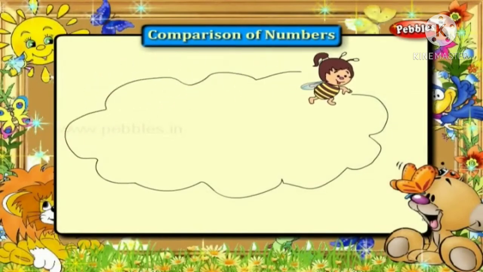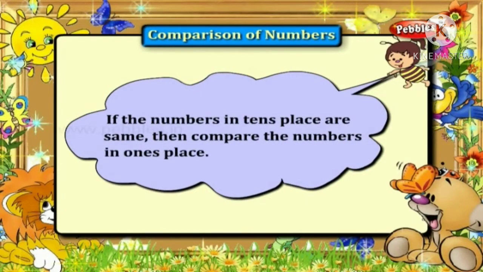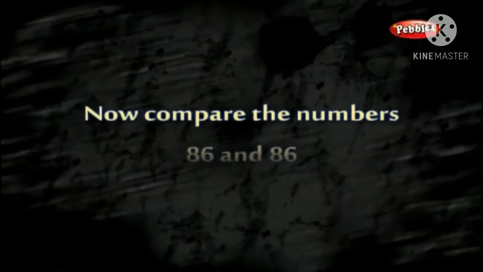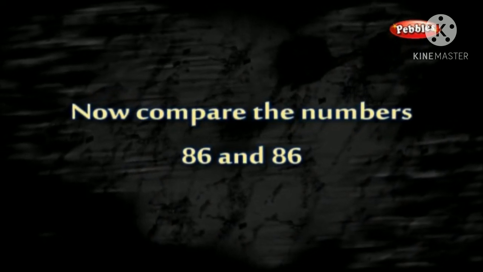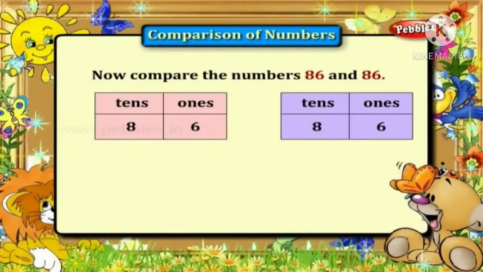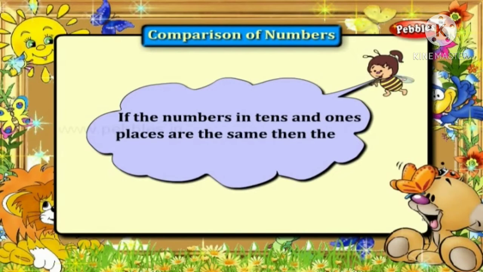The rule is, if the numbers in the tens place are the same, then compare the numbers in the ones place. Now compare the numbers 86 and 86. Yes, they are equal. 86 is equal to 86. If the numbers in the tens and ones places are the same, then the numbers are equal.